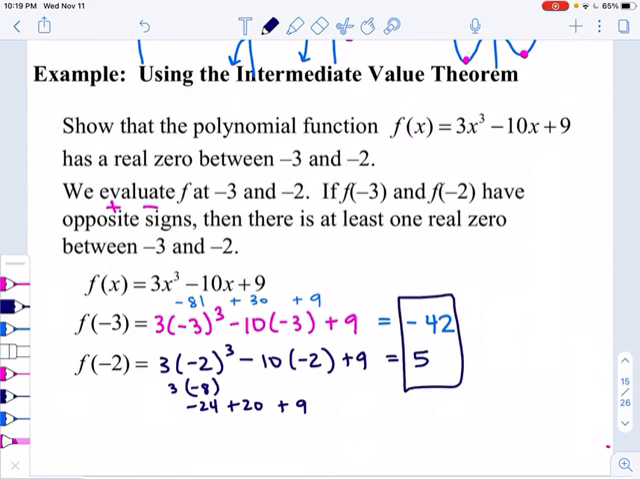Now, looking at these two values here, one of them is negative and one of them is positive. We have a negative number. We have a positive number. What does that mean? There is at least one real solution between them. One real solution, one real root. Forget what they were asking, a real zero. All those are interchangeable terms.